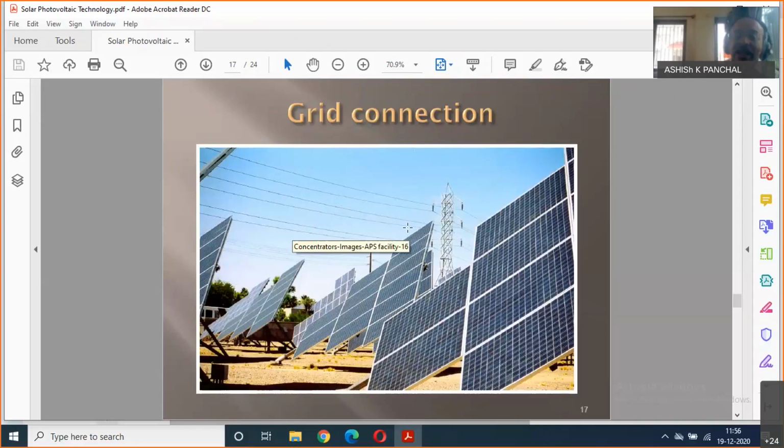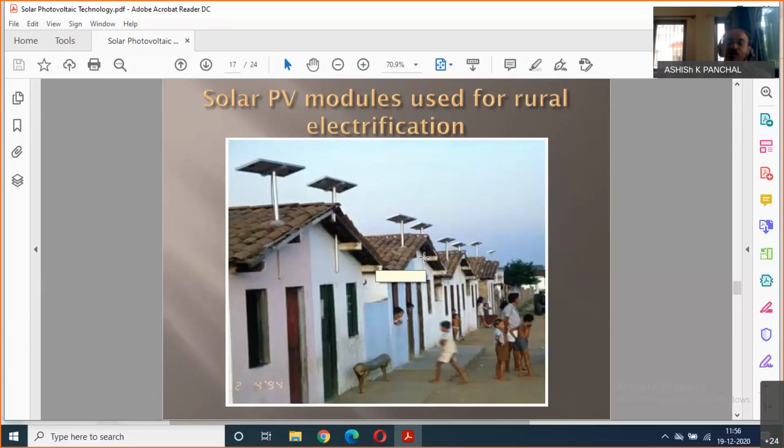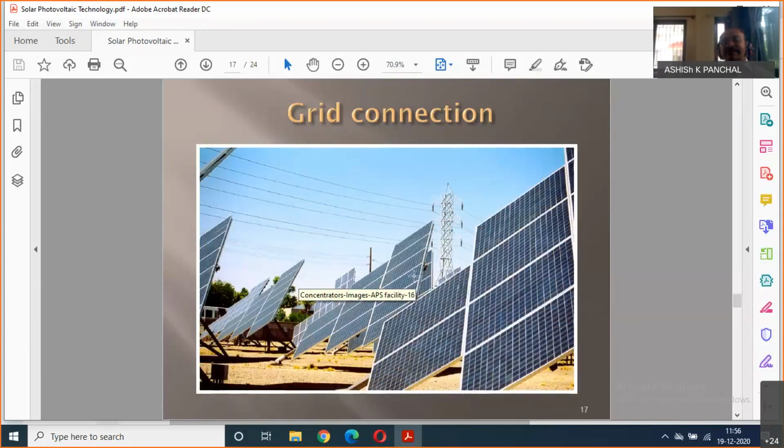There are large panels, many panels. If such a large system is generating power, converted into AC and directly fed into the grid, you don't need to store the power, and the grid will take it. So here you don't need a battery connection. One type is where you need a battery, and the other is known as a grid-connected system where you don't need a battery. These are the types of major load.